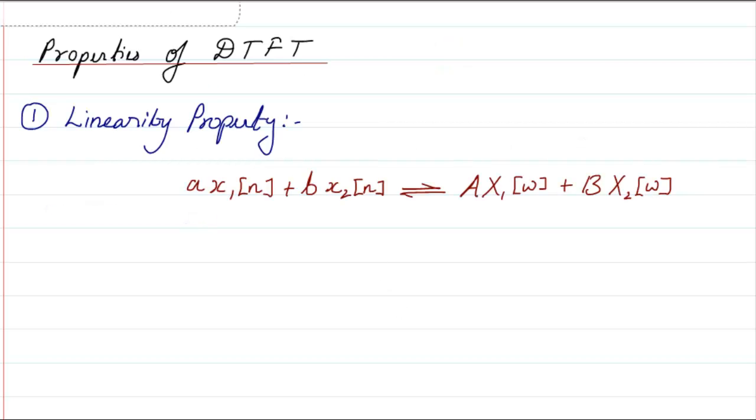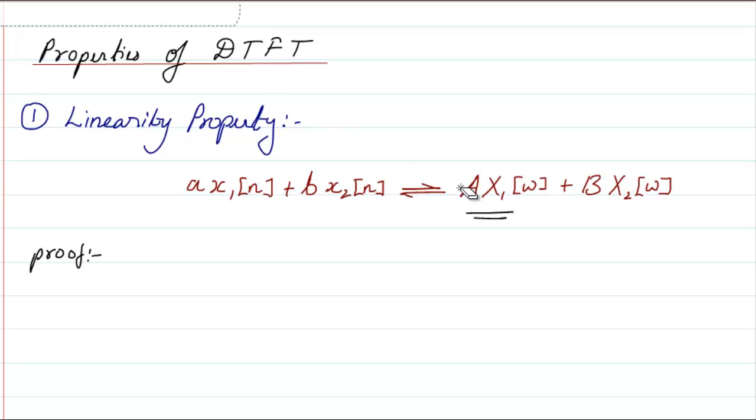Hello students, next let us start with the properties of discrete time Fourier transform. First is the linearity property. Linearity property says that if we are having two signals or two sequences x1 of n and x2 of n, then we can add both of them after multiplying with a constant. Then in the Fourier transform also their individual Fourier transforms will be multiplied by the same number.